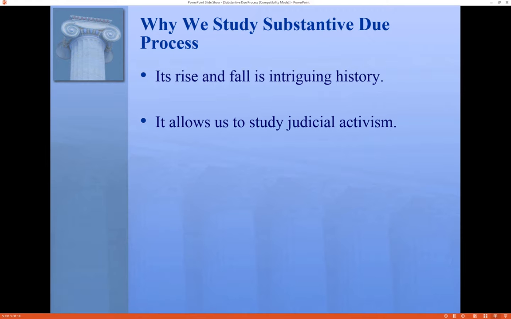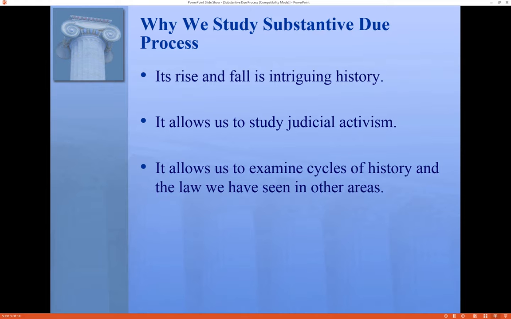The liberals picked up on that in the 1940s, 50s, and 60s, and with respect to civil rights and criminal rights. Also, it allows us to examine cycles of history and law that we have seen in other areas. This is really important to understand where we've come from and how laws have developed over time. And also, it has relevance for today in a couple ways.